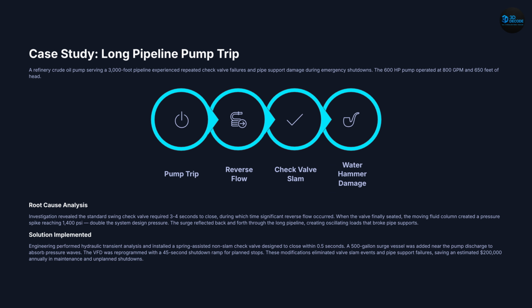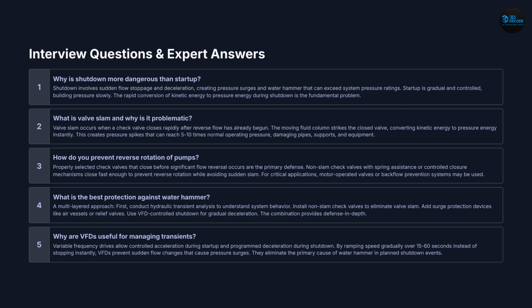Real case. In a refinery pipeline, repeated failures occurred during pump trips. The check valve closed too slowly, allowing reverse flow. When it finally closed, a pressure spike damaged piping. The solution was to install a non-slam valve and surge protection system.